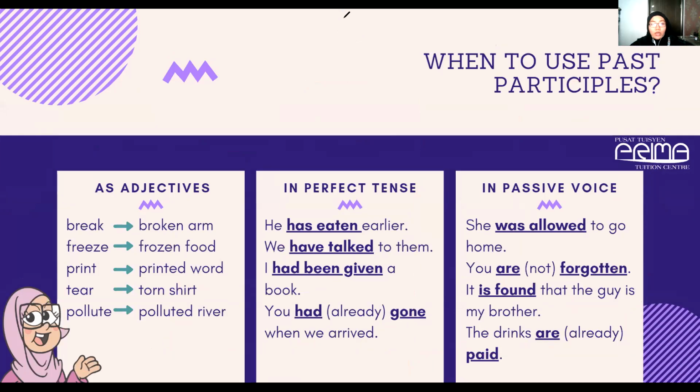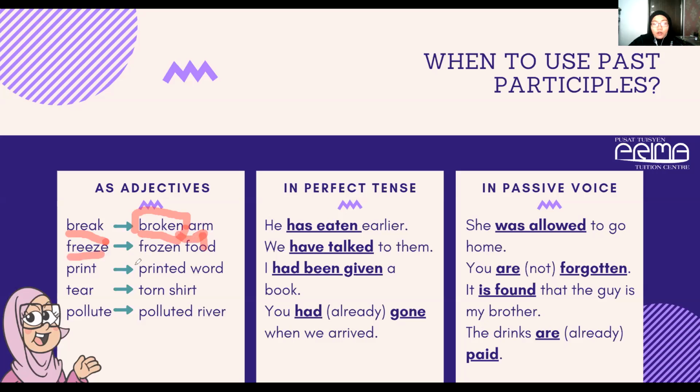Okay, so when do we use past participles? Number one, as adjectives. For example, you know the word break. The past participle form for break is broken. Okay, you can Google this. So as an adjective, we can use broken before a noun to describe an arm. So I have a broken arm. Tangan yang patah.